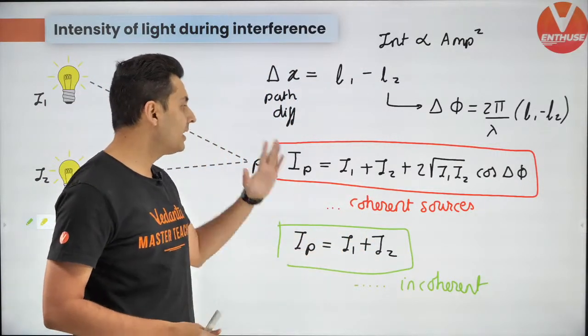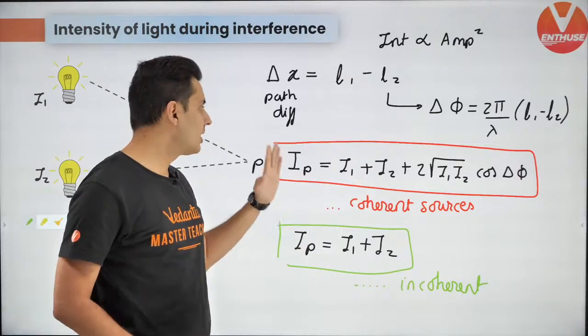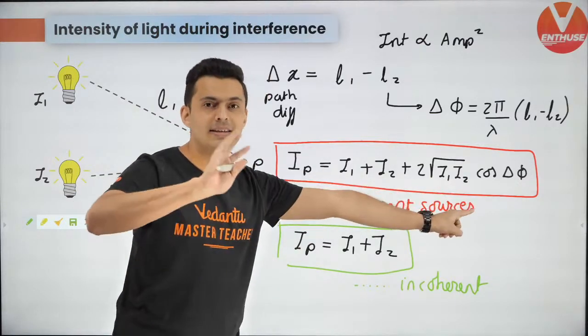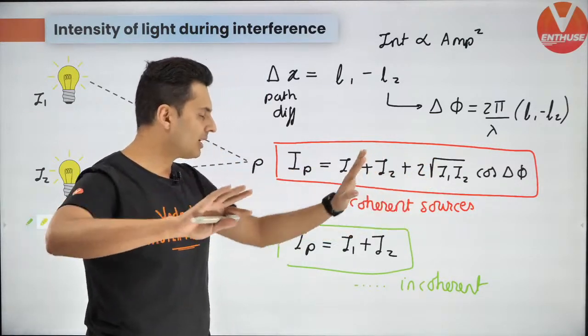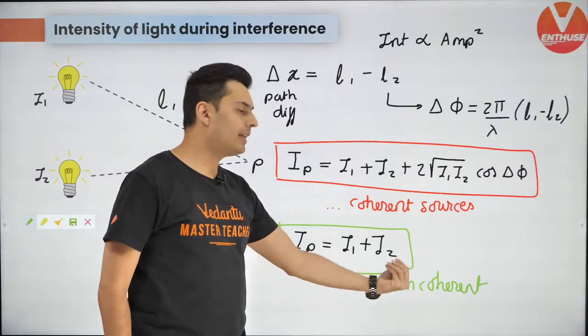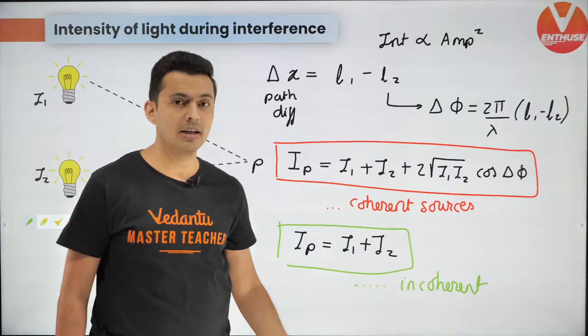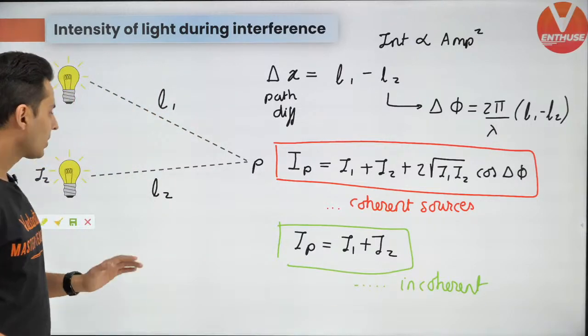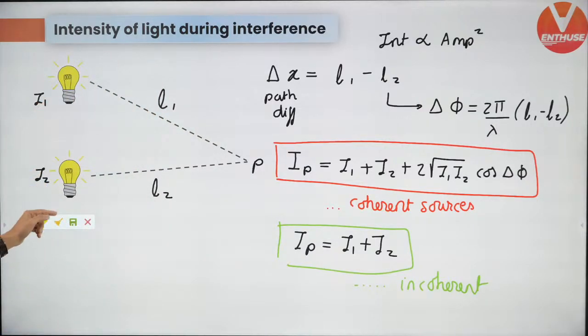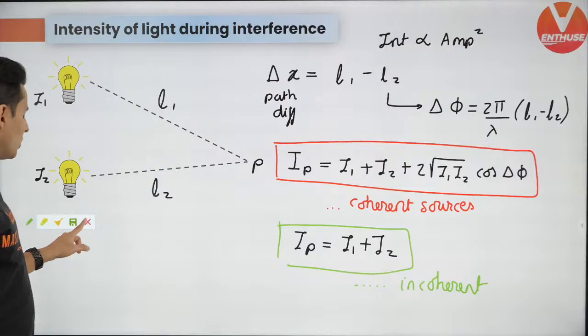So it is very important that when coherent sources are mentioned, only then use this formula. When the sources are non-coherent or incoherent, use just the addition of intensities. That's how it is, and these kinds of questions have come in JEE. So keep this in mind. Now I know you might be thinking, how do I get coherent or incoherent sources? So let's come to that.